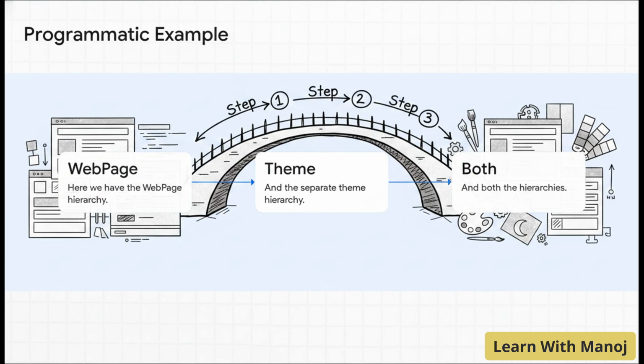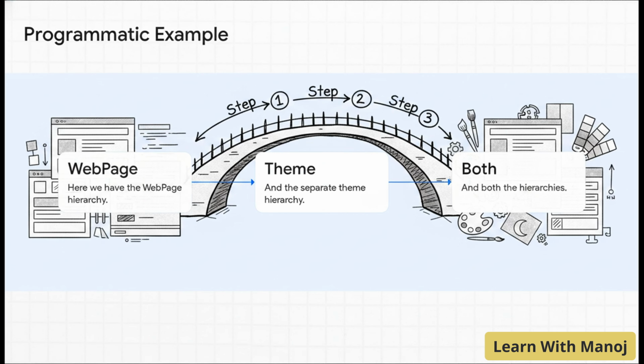So how do we actually bring these 2 separate worlds together? It's just 3 simple steps. Step 1, we build the web page foundation, that's our pure structure. Step 2, we create a separate theme library, that's our pure style. And step 3, we literally snap them together.